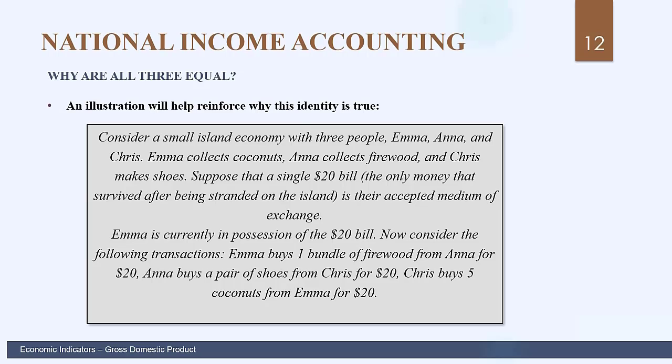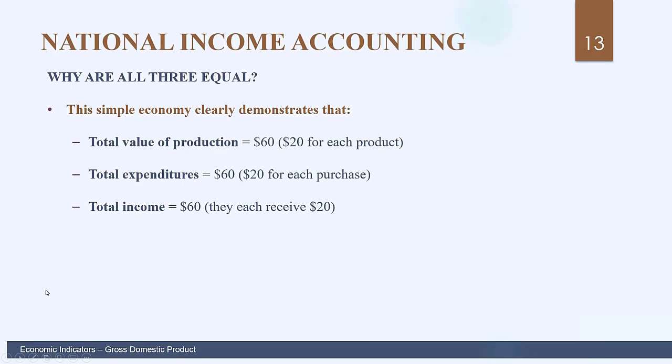Now consider the following transaction. Emma buys one bundle of firewood from Anna for $20. Anna buys a pair of shoes from Chris for $20. And then lastly, Chris buys 5 coconuts from Emma for $20. So clearly then, this simple economy demonstrates that the total value of production is $60. We had $20 for each product.